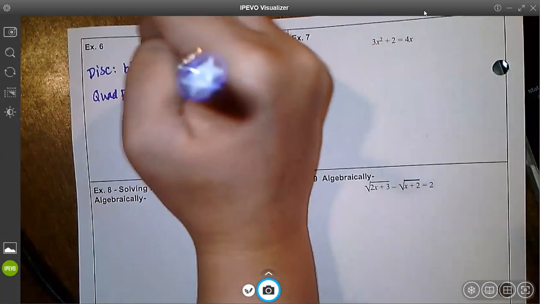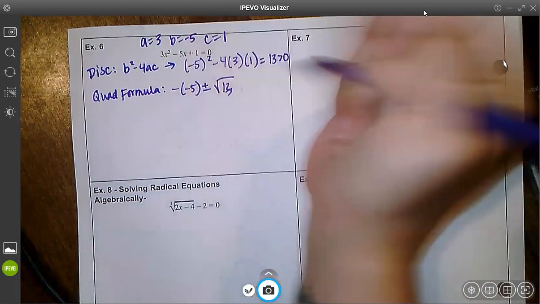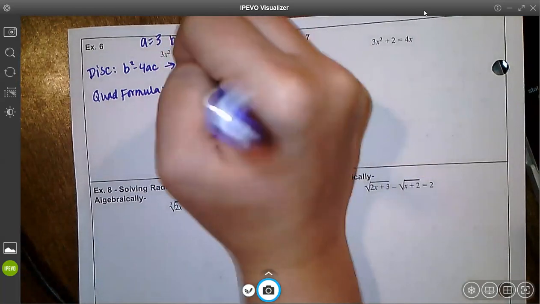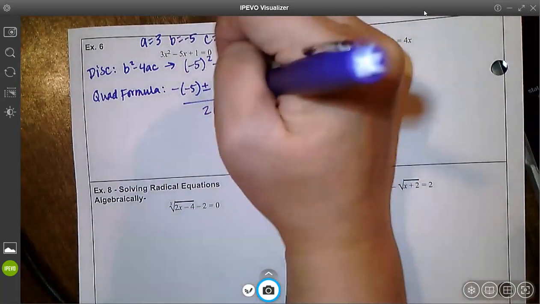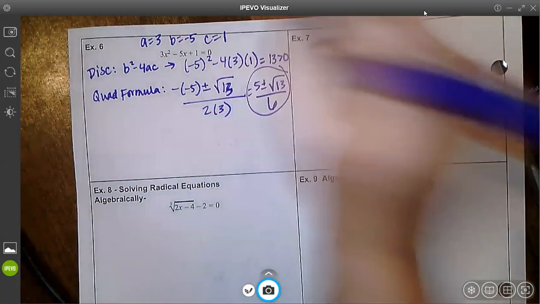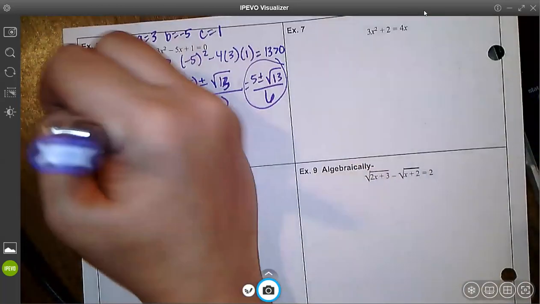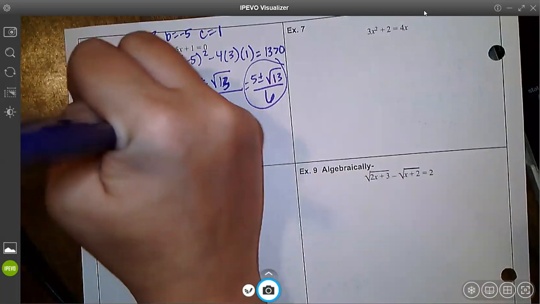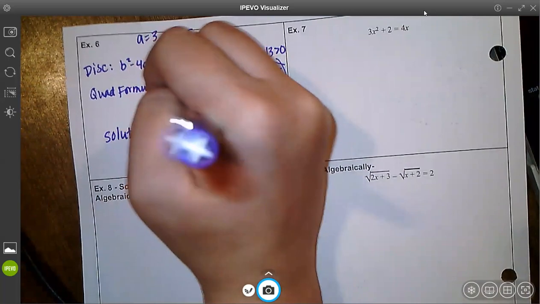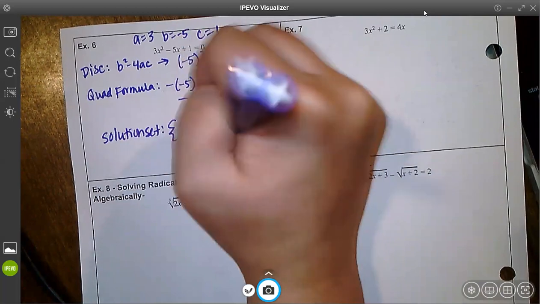So negative b plus and minus my discriminant there, b squared minus 4ac, sorry, that's a third, all over 2a. I have 5 plus and minus the square root of 13 over 6, which is my exact solution. This can be simplified. My solution set would be 5 plus the square root of 13 over 6, 5 minus the square root of 13 over 6.